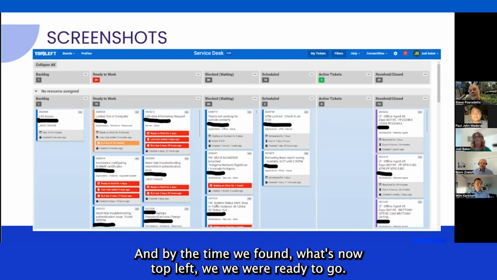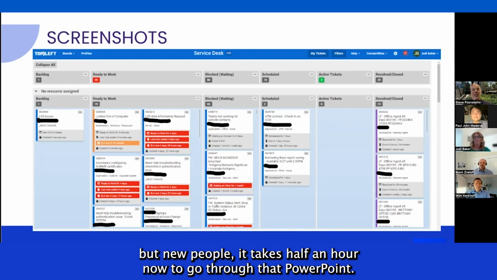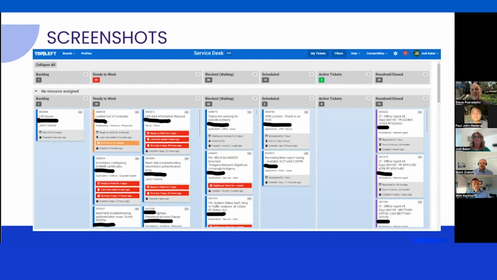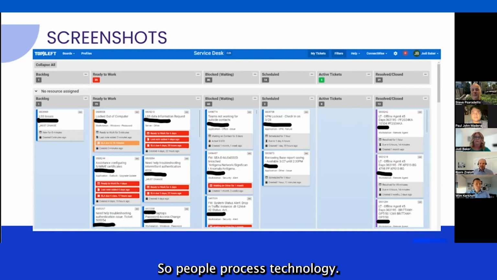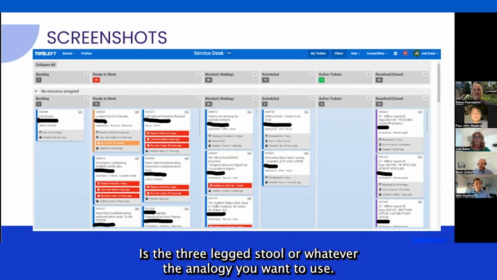By the time we found what's now TopLeft, we were ready to go. But for new people, it takes half an hour now to go through that PowerPoint. And going back to one of the words you said, process: people, process, technology. That's what we're talking about here, right? The three-legged stool, or whatever analogy you want to use.